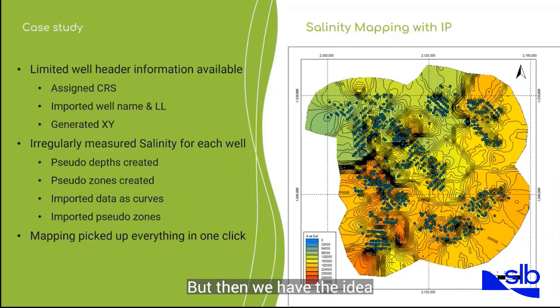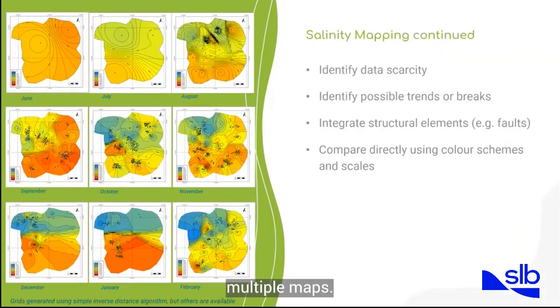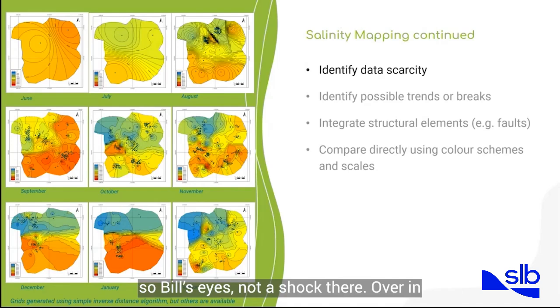Then we have the idea of using those months to generate multiple maps. So from the very first, you can see where we have very few data points, right? Up in that June map, we only have 2 data points. So bullseyes, not a shock there. Over in July, we've only got 3 data points. So again, not a shock.